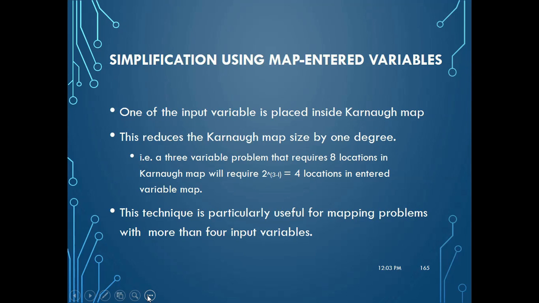That means, say you have a 3 variable problem. 3 variables means 2 raised to 3, so you have 8 locations in the Karnaugh map. We are going to reduce one variable. That means 2 raised to 3 minus 1, so you will get 4 locations on the K-map. That is the use of map entered variables: you reduce the variables by 1 degree. This technique is particularly useful for mapping problems with more than 4 input variables.